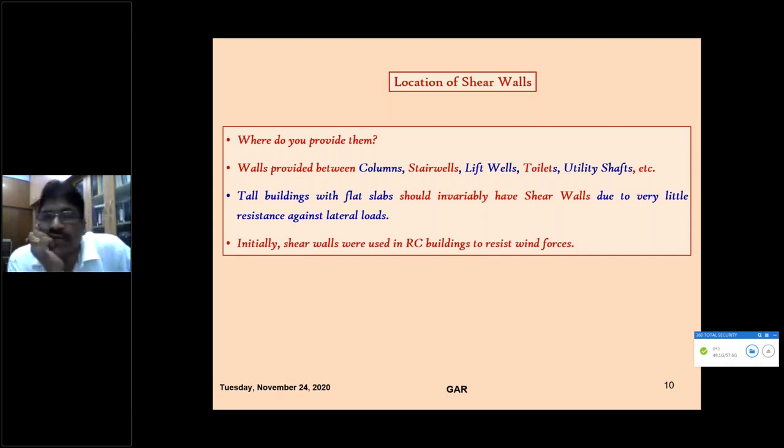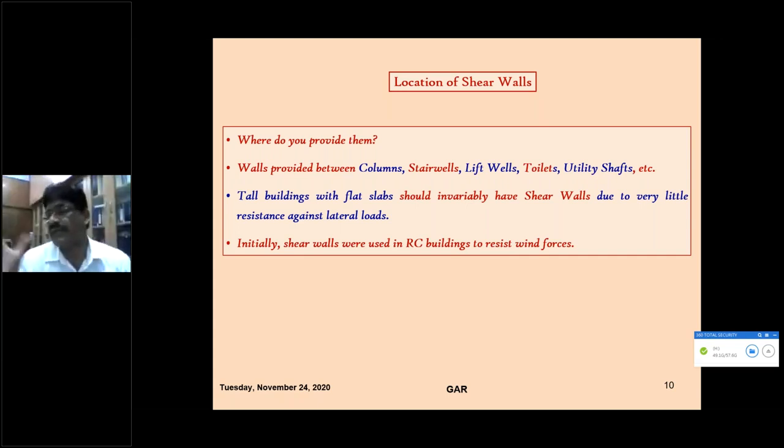Okay, so utility shops. Once you understand the building, you plan the building, and you know the functional requirements of each room and each component, and you know the other elements like columns, stairwells, lift wells, toilets, whatever. So to effectively utilize the service components, we can think about the location of the shear walls. Then the important area is where the shear walls are inevitable.